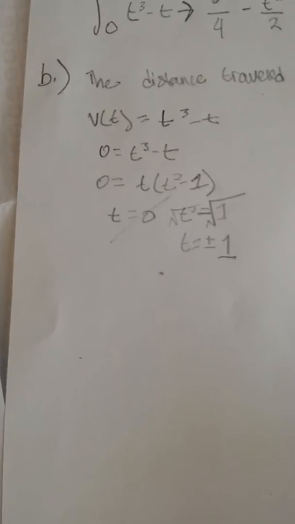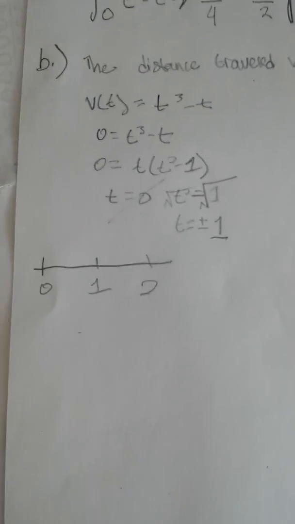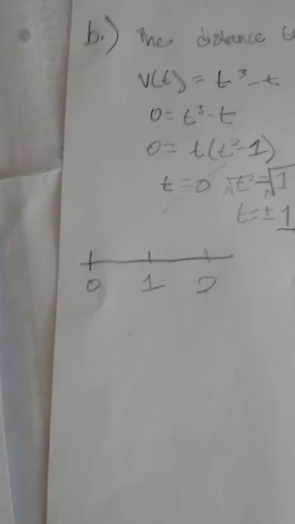Okay, what we need to figure out is whether t is equal to plus or minus 1. You make a timeline to figure out where it's moving. You need to find the total distance from where it's moving, regardless of whether it's going up or down. So you need to make two integrals.